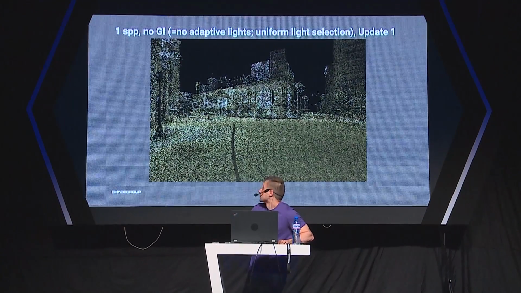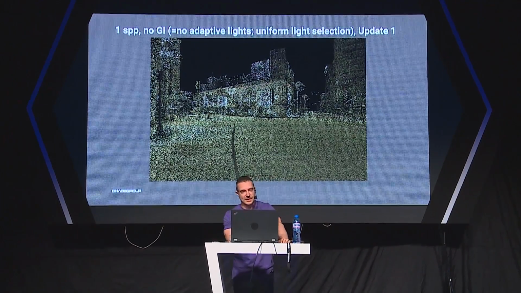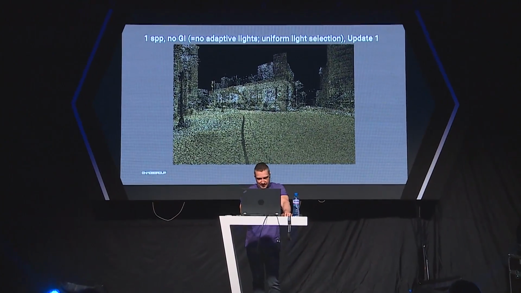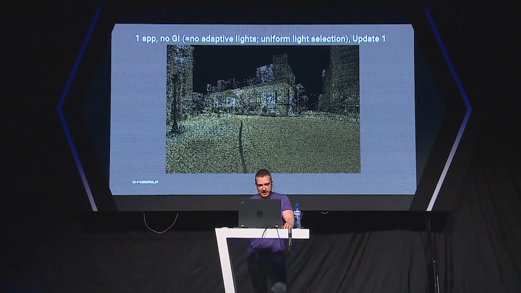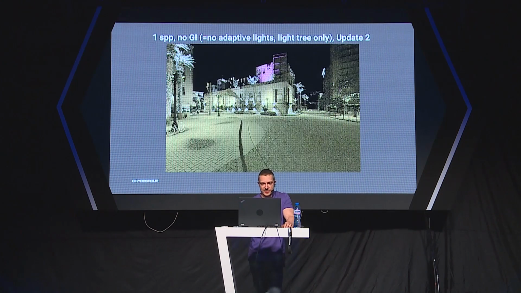So this render here is what you would get with V-Ray Next update 1 if you don't have any GI, so there are no adaptive lights, and you do just one sample per pixel. So no adaptive image sampling at all. And it's quite noisy, but the noise is sort of uniform across the image. This is what we get with the light tree with update 2. And again, this is just one sample per pixel, again no GI, so this is only the direct illumination. We don't have the adaptive lights, but we use the light tree to pick which light sources to evaluate. As you can see, there's quite a bit of a difference.